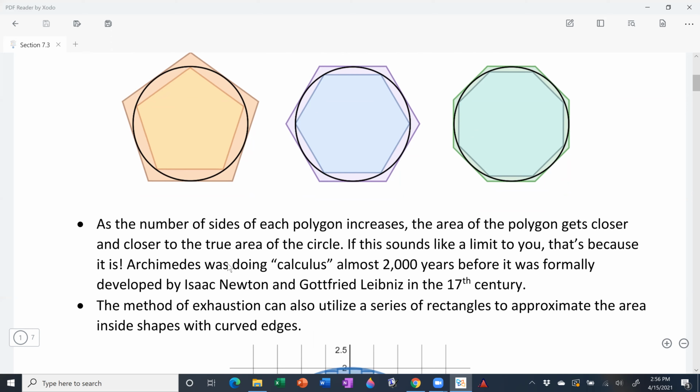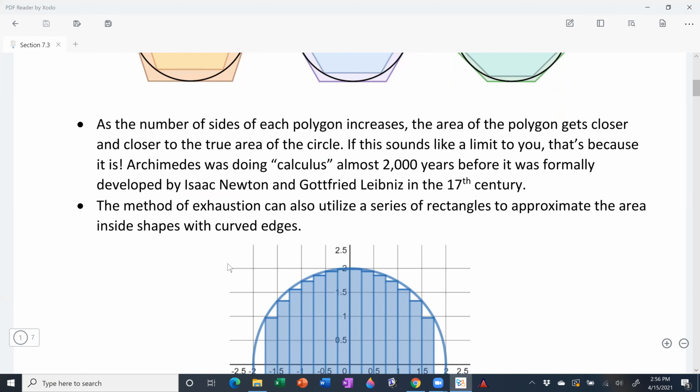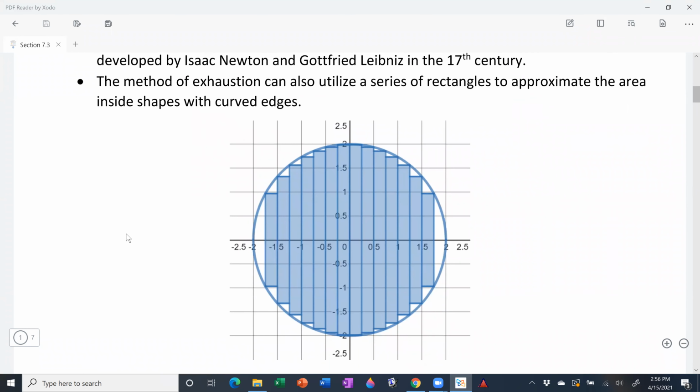So the method of exhaustion can also utilize a series of rectangles, for example, to approximate the area inside shapes with curved edges. And I actually used Desmos to develop this right here. Here's just an approximation. Here's a circle that's graphed here, and we do a bunch of these rectangles splitting up the circle. And if we add up all of the areas of those rectangles, then we get a decent approximation for the circle.